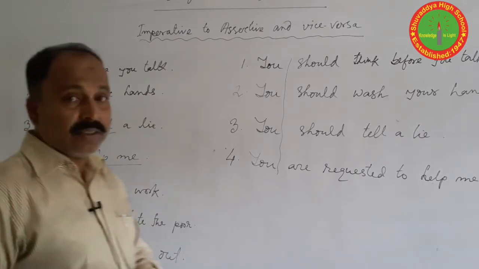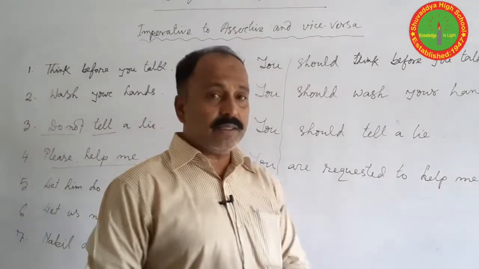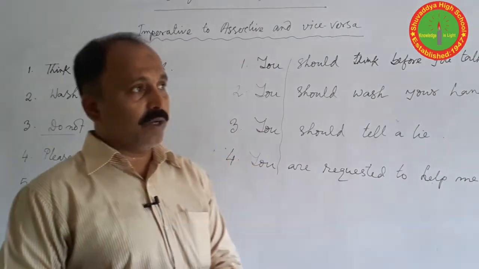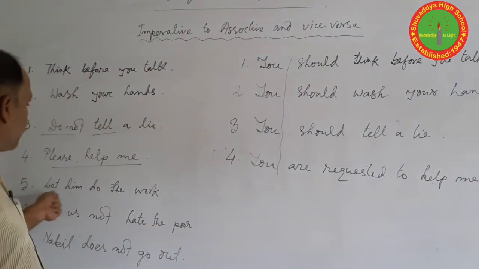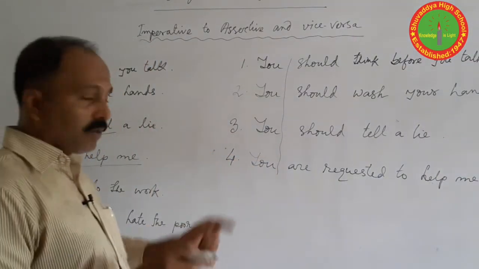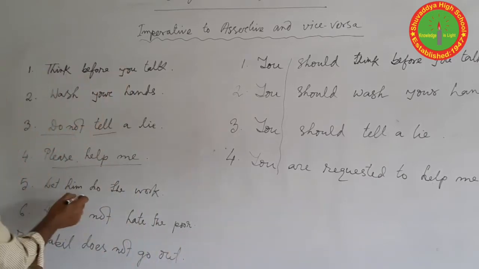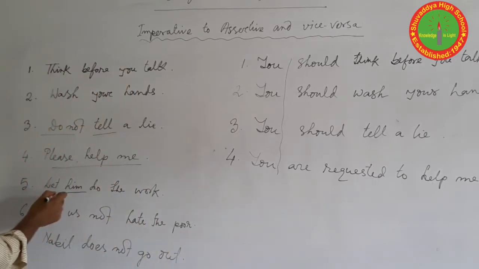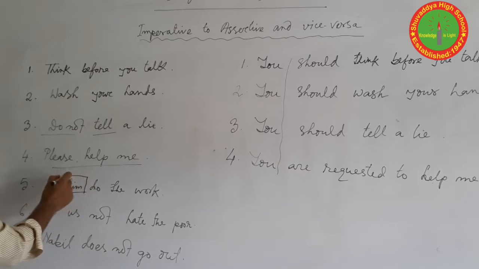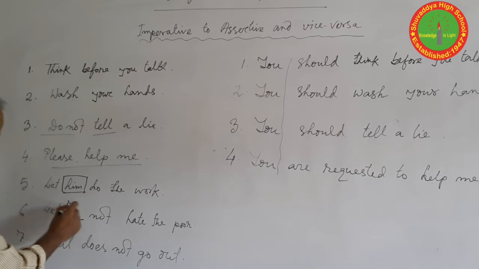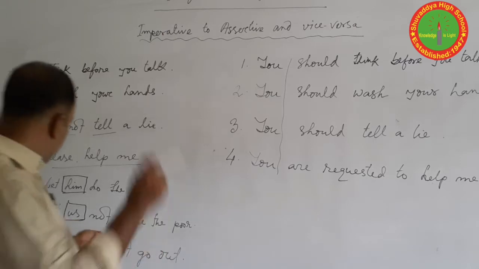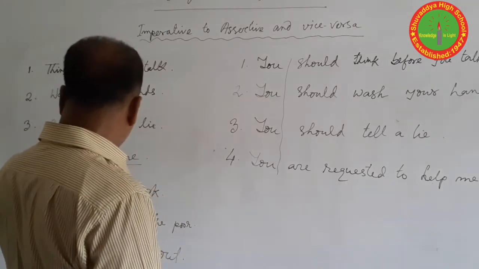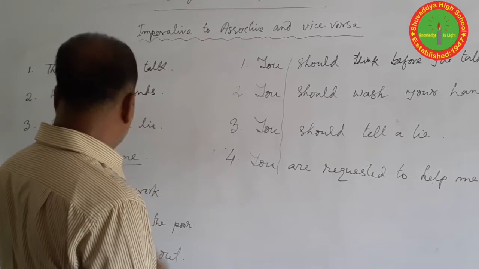If the subject of the assertive sentence is first person or second person, that means let plus the objective form of the subject of the assertive sentence. Here him, objective form. So the subject of the assertive sentence should be he. Let us, subject of the assertive sentence should be we. And also there is another sentence. Let him do the work.